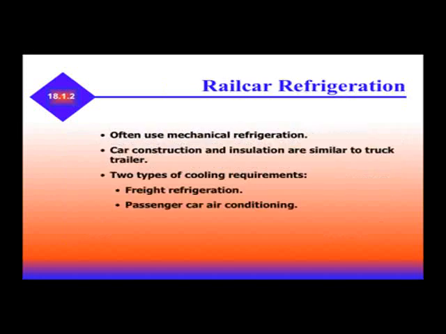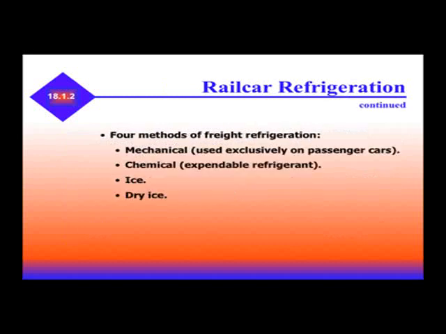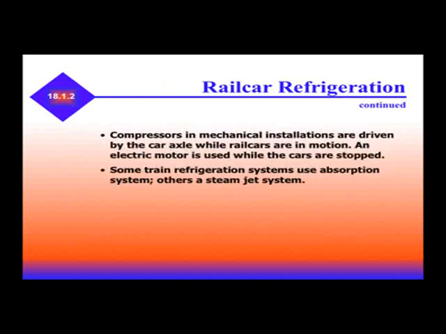Railcar refrigeration is a little bit different. Most often they use mechanical refrigeration. The car's construction and installation are similar to the truck trailer, and there are two types of cooling requirements. First, you have freight refrigeration, and second, we have passenger car air conditioning. There are four methods of freight refrigeration: mechanical, chemical, ice, and dry ice. The compressors in the mechanical installation are driven by the car axle while rail cars are in motion, and electric motors are used while the cars are stopped. Some train refrigeration systems use an absorption system, others use a steam jet system.